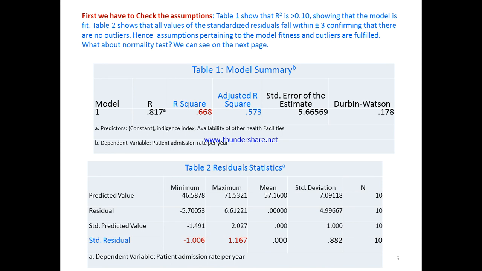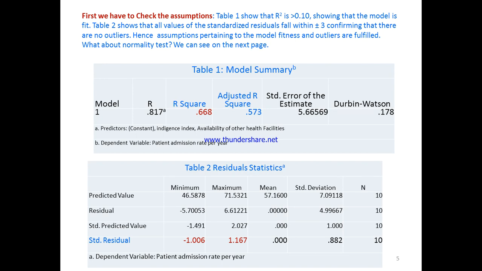Another piece of information that the model summary provides is the amount of variance in the outcome variable explained by the independent variables. You multiply this by 100, and therefore 66.8% of the admission rate to the hospital is explained by the two independent variables, the Wells index and availability of other health facilities in the catchment area. So a significant portion of the outcome variable is explained by these two independent variables.